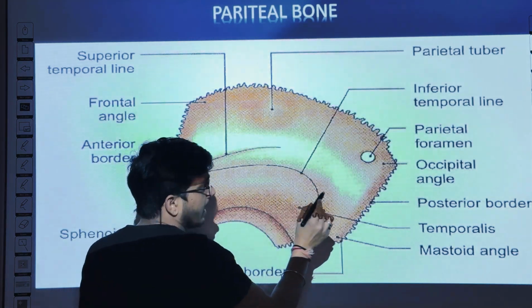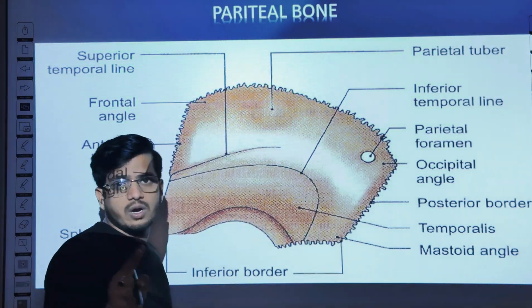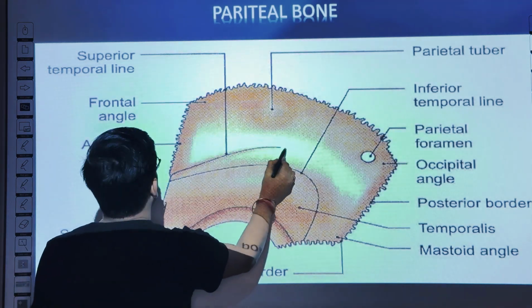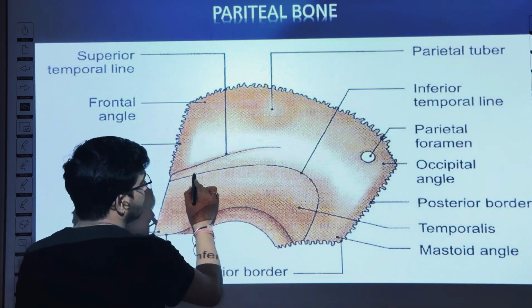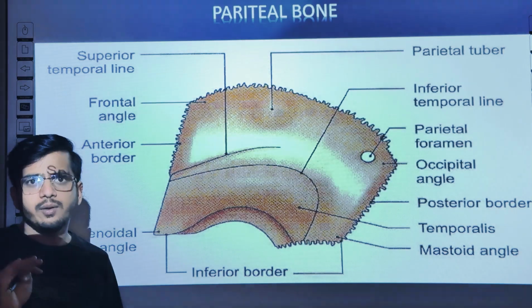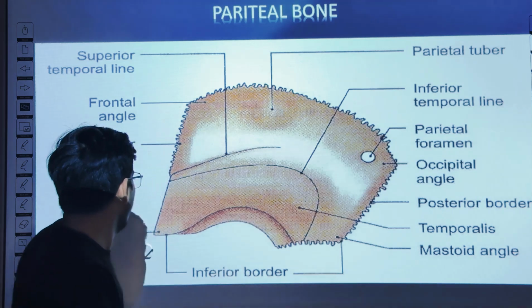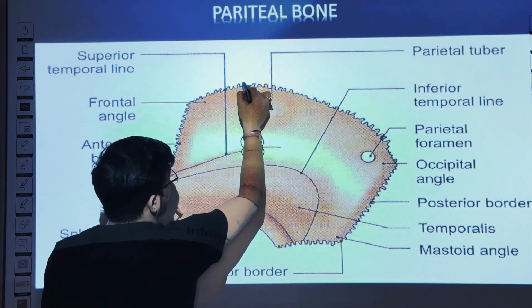Now we have the parietal foramen. This is the structure, the parietal foramen, and we have the two arc lines. You can see the first arc line is the superior temporal line, which is arc shaped, and then we have the inferior temporal line. And we know we have four borders: the anterior border, the posterior border, then the inferior border, and then the superior border.